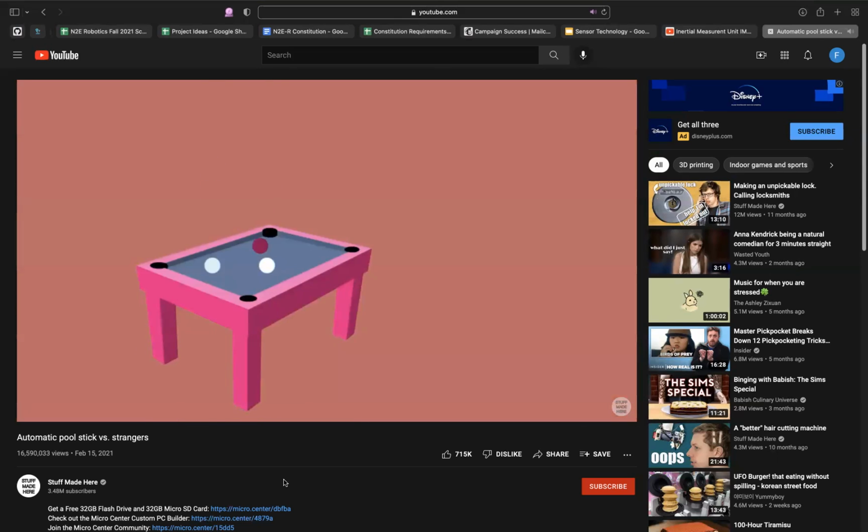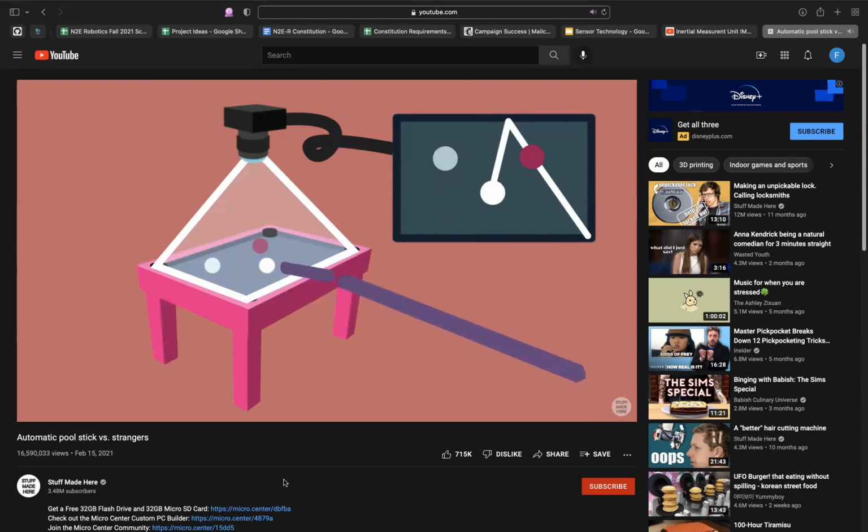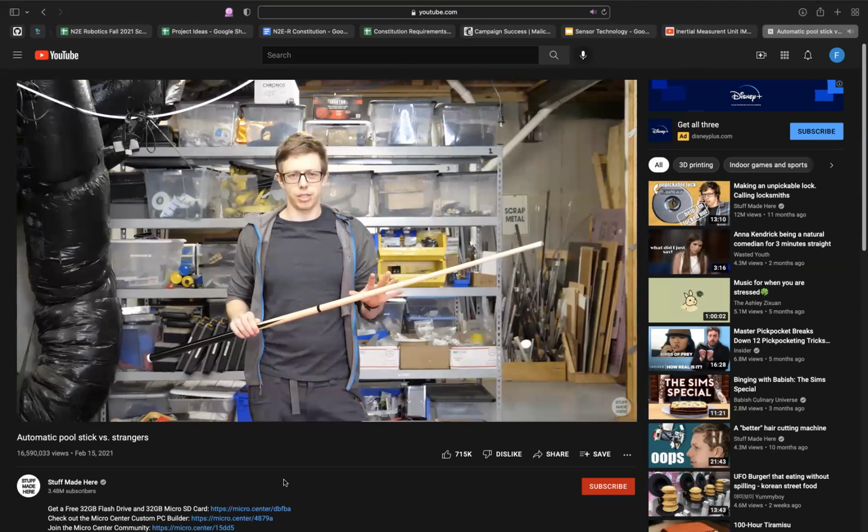Here's what we're going to have to build. A camera system to watch the game and figure out what's going on, a complicated algorithm to interpret this and figure out the best shot, and a pool cue with a magic robotic tip that can take the shot for us. This is probably the most complex project that I've done.